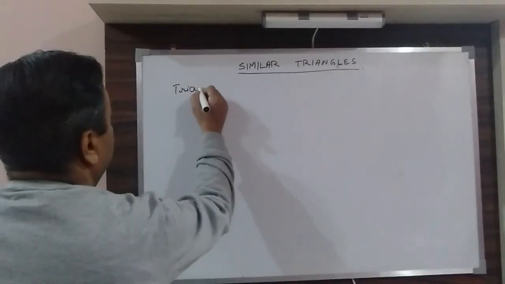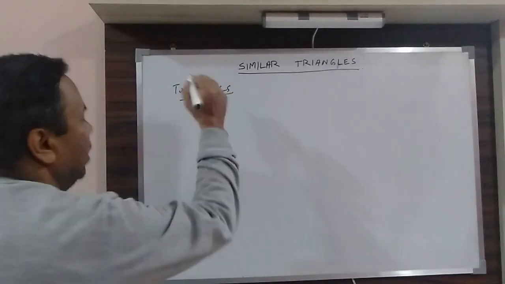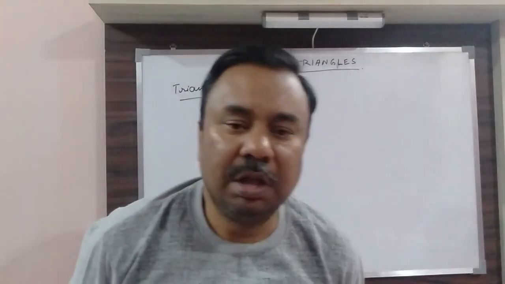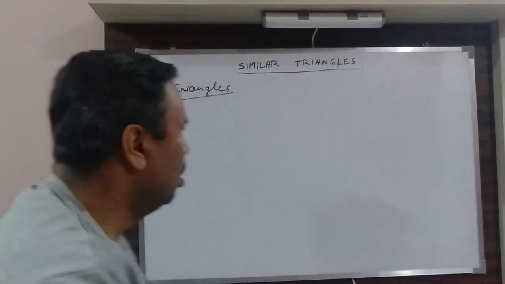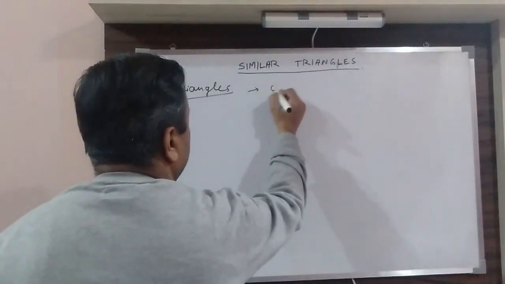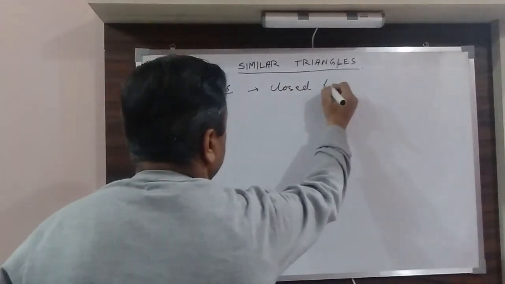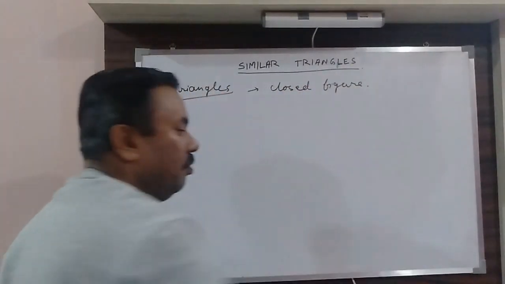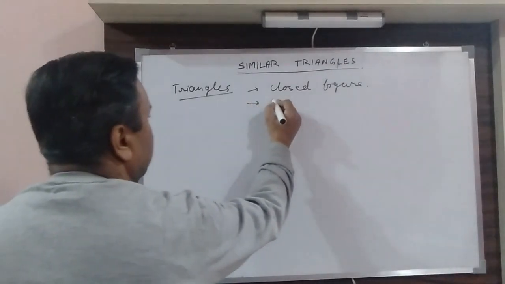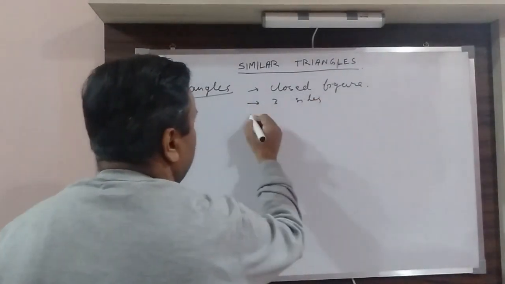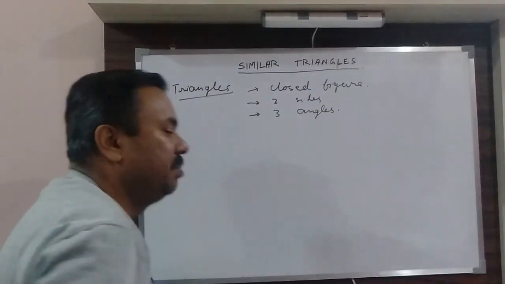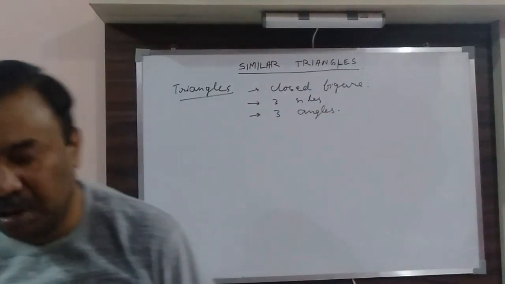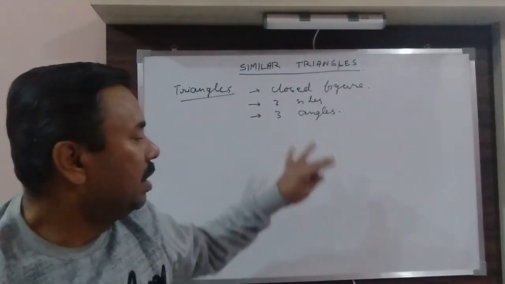First thing, you must have been studying about these triangles. Triangles are the closed figures with three sides. First thing, it is a closed figure. Second, it has got three sides, and third, it has got three angles. That is why it has been named as triangle.